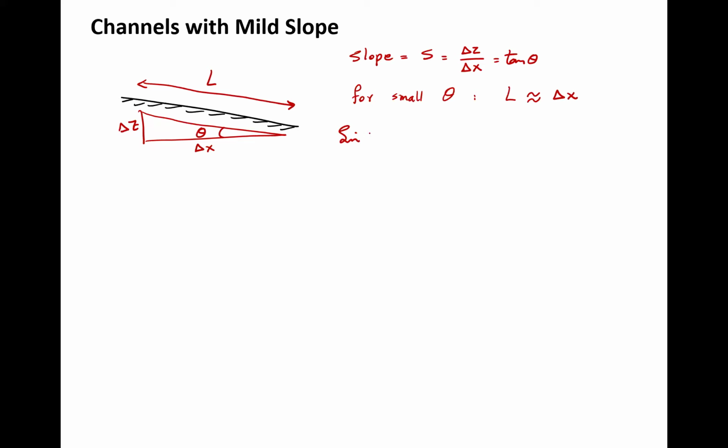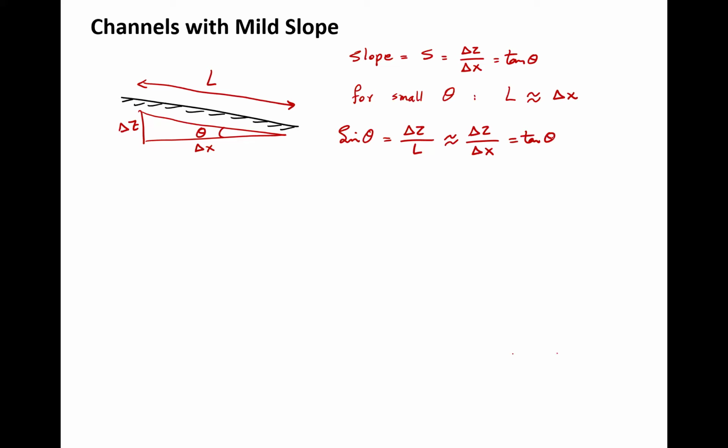So sine of theta is what? It's equal to opposite, delta z, divided by the hypotenuse, which is L. And we just said L is very close to delta x if theta is small. So we could approximate this and say this is almost equal to delta z over delta x. And we know that this is already tan of theta.